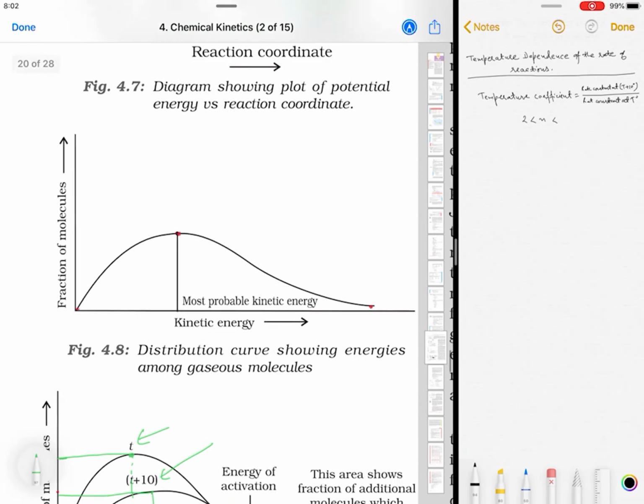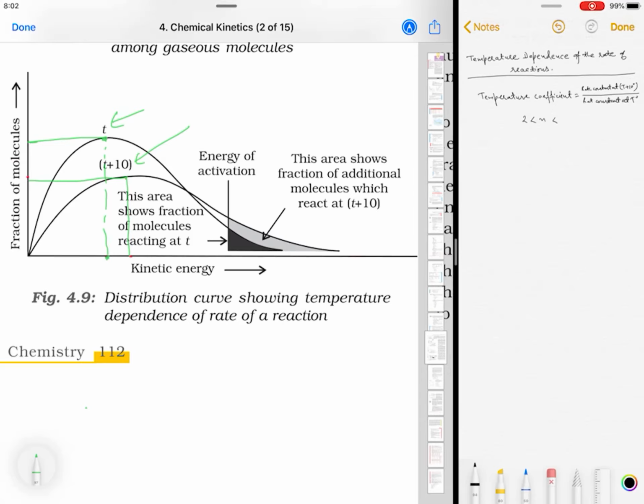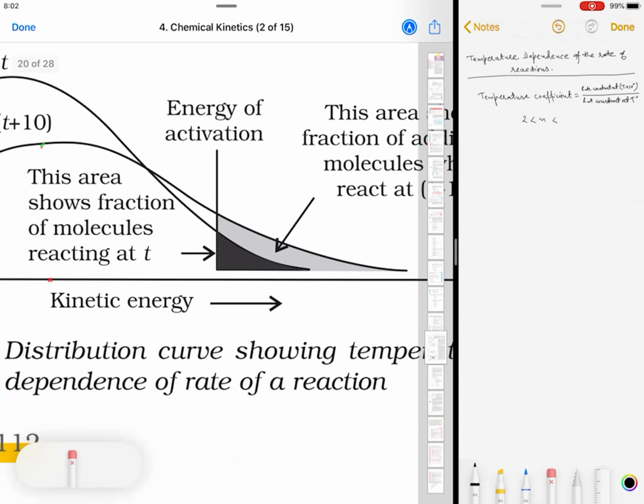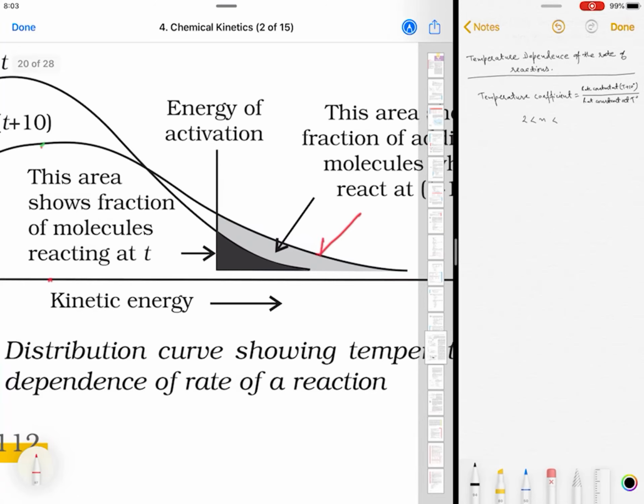So what happens when we increase the temperature by 10 degrees Celsius? The fraction of molecules with such energy increases. Here we can see the plot of T plus 10 degrees. If we observe it, the area under this curve, which is the curve of T plus 10 degrees, is just double the area under this curve. This was for T and the increase is for T plus 10.